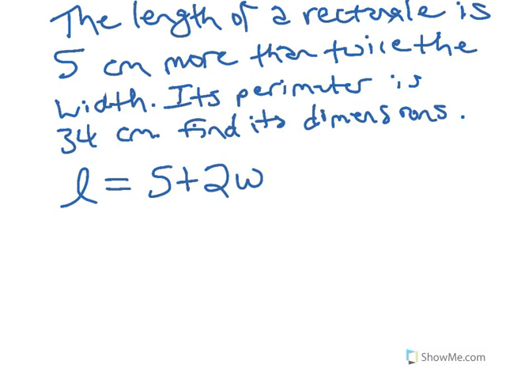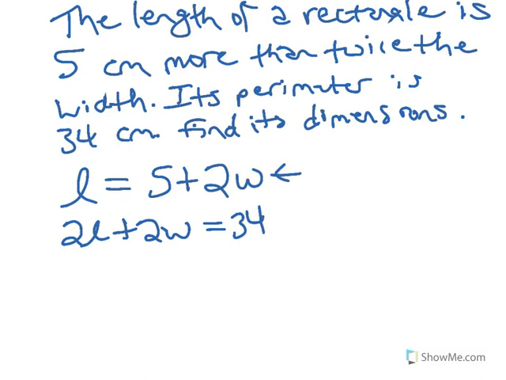Length is 5 more than twice width. Its perimeter is 34 centimeters. Now, the perimeter of a rectangle is twice its length plus twice its width. And it says here that that is equal to 34 centimeters. Now we clearly do have two linear equations in two variables. Even more conveniently, the very first sentence gave us the first step of the substitution method. Length is. It's already solved for length.